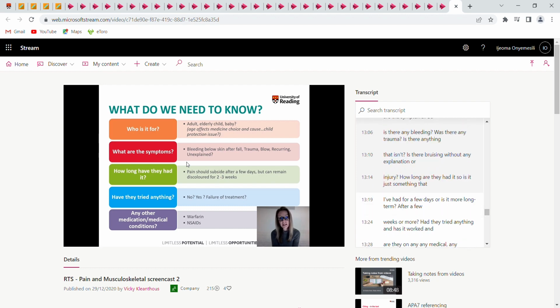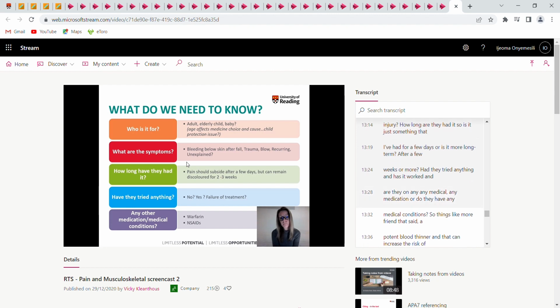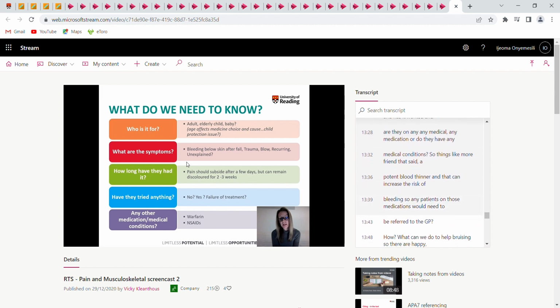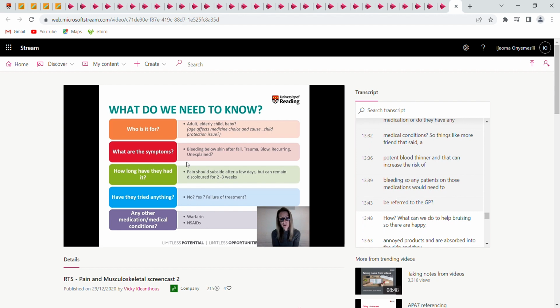How long have they had it? So is it just something they've had for a few days, or is it more long term, or for a few weeks or more? Have they tried anything and has it worked? And are they on any medication, or do they have any medical conditions? So things like warfarin, that's a potent blood thinner, and that can increase the risk of bleeding. So any patients on those medications would need to be referred to the GP.